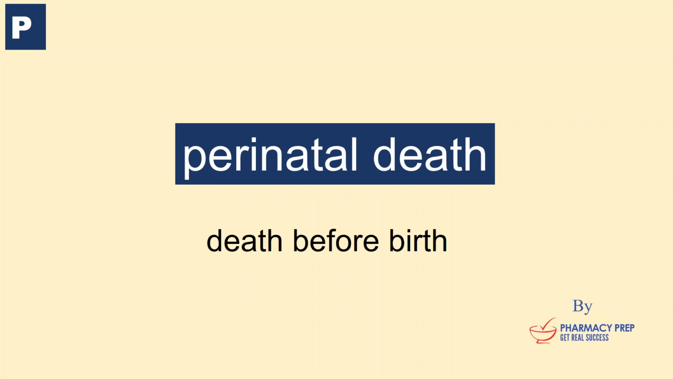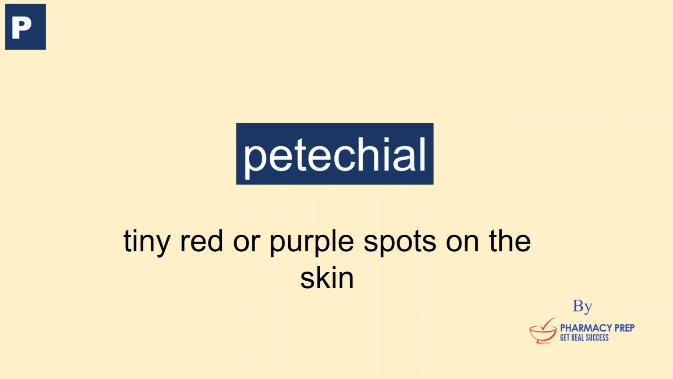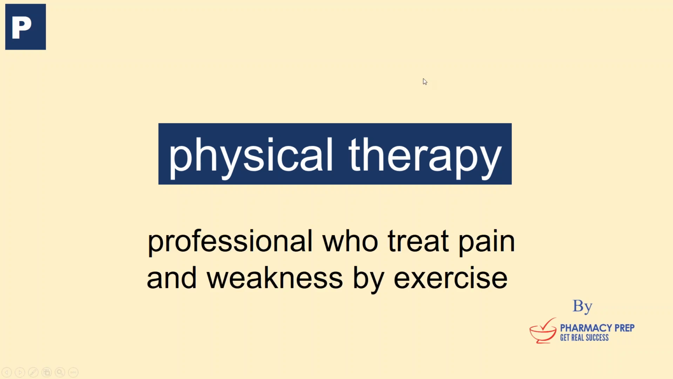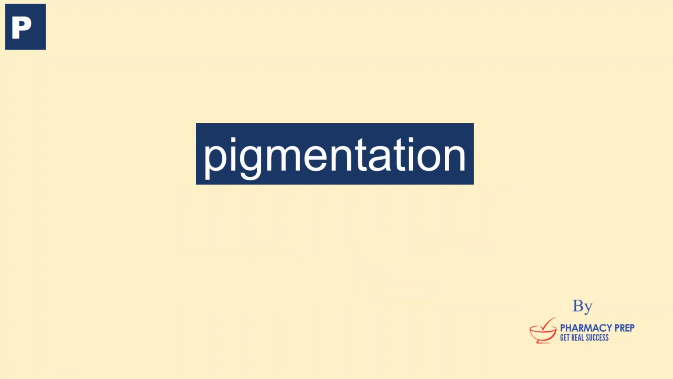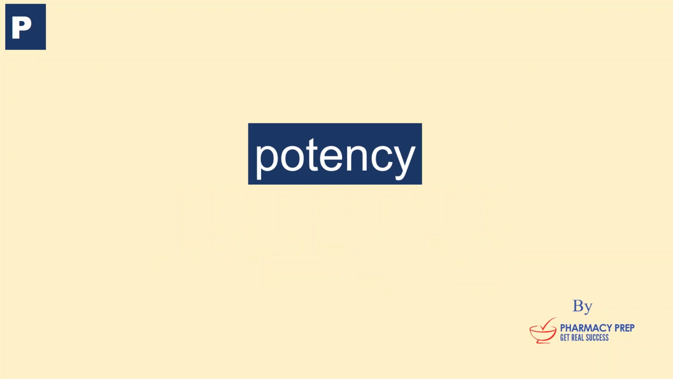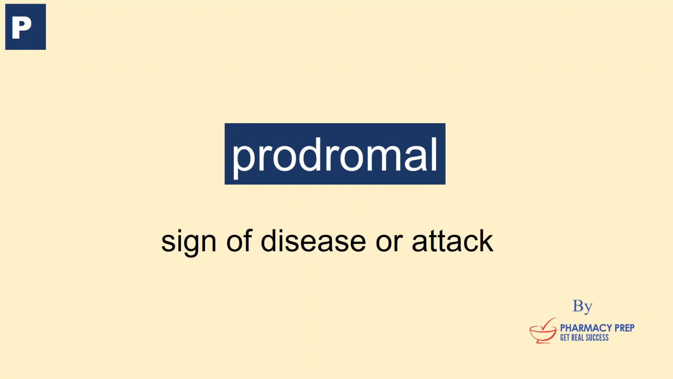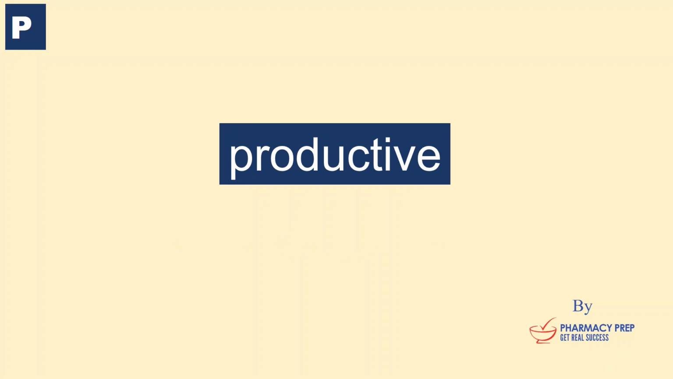Perinatal death, death before birth. Petechial, tiny red purple spots on the skin. Photosensitive, sun sensitive. Physical therapy, professionals who treat pain and weakness by exercise, also known as physiotherapists. Pigmentation, color. Potency, strength. Prodromal, sign of disease or attack. Productive, a lot of phlegm.